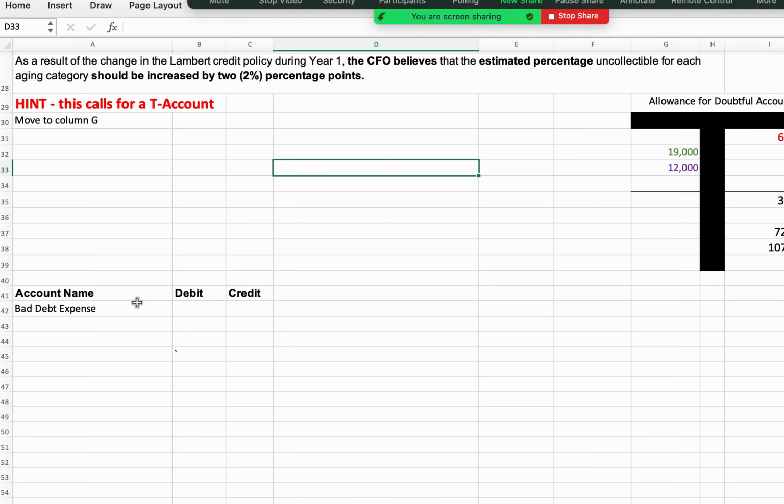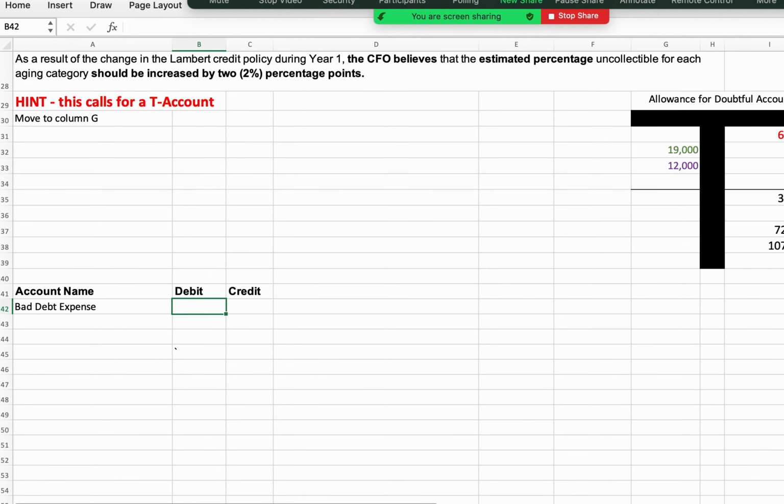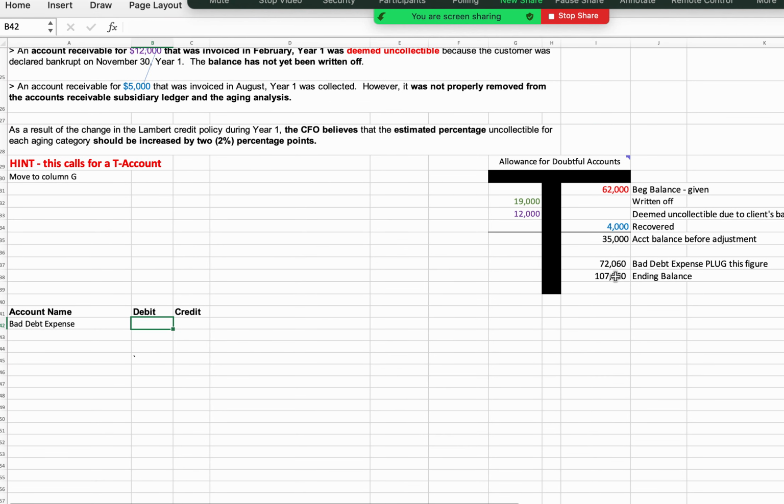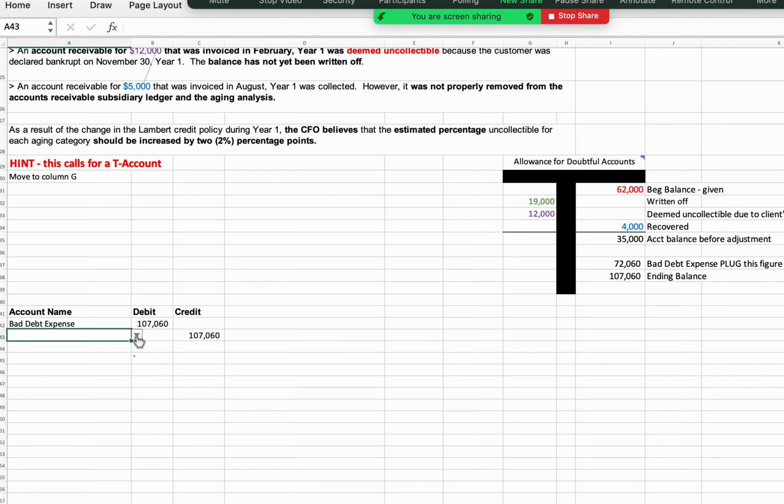Let's do our journal entry. So bad debt expense, that's obvious, so I put that in there for you. And the amount is going to be the same. Let me squish this down a little bit. Okay, so that would be the amount, right? That 107. So we'll just say our debit equals this number, and our credit will equal the same. What is the credit called? What's the name of the account? When you debit the bad debt expense, what would the credit be? Professor, the bad debt expense is the 72, right? Oh, excuse me. Yeah, you're right. Thank you. Bad debt expense equals 72,060, right? And the same thing here.